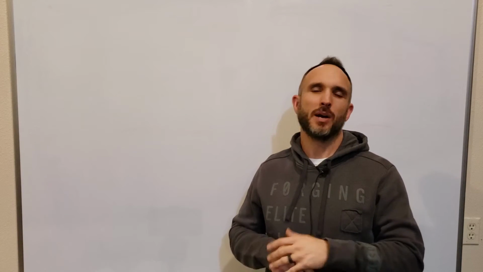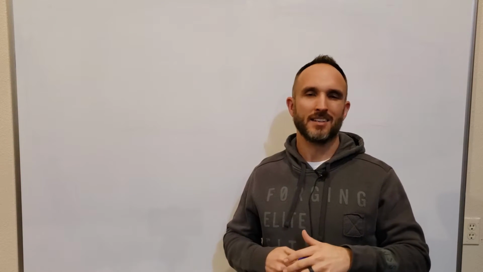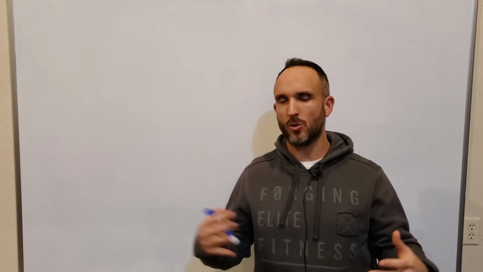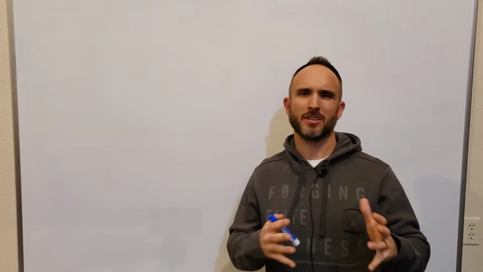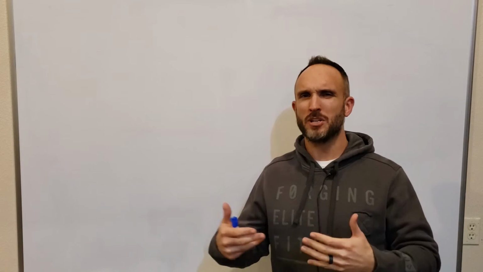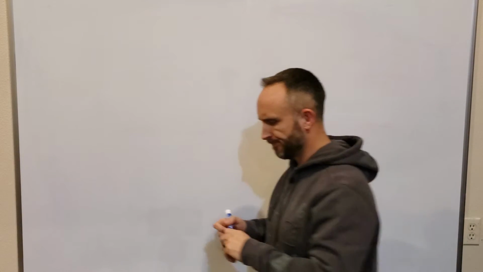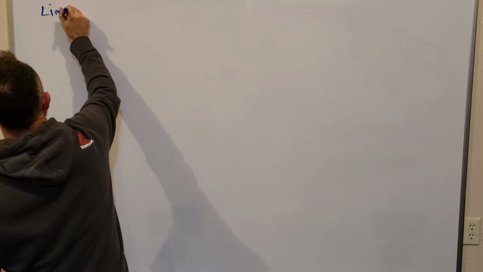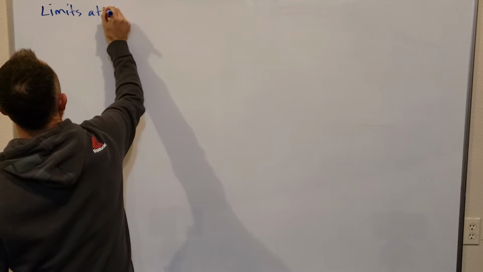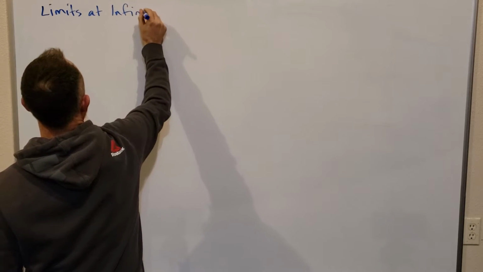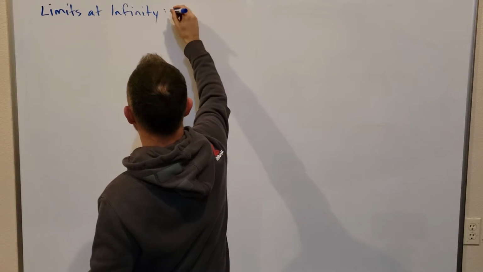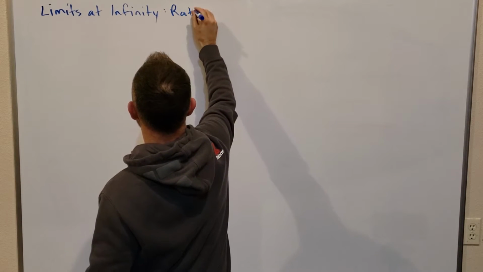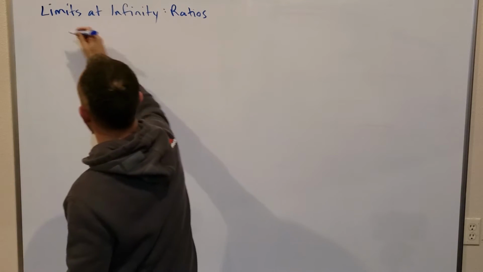Let's look at algebraically what happens when you take a limit as x approaches either positive infinity or negative infinity. In earlier videos, I've already talked about graphically what this looks like, but I'll mention a little bit of that here too. So let's look at limits at infinity. And in particular, for this video, let's focus on ratios, and some techniques you can use algebraically with ratios.